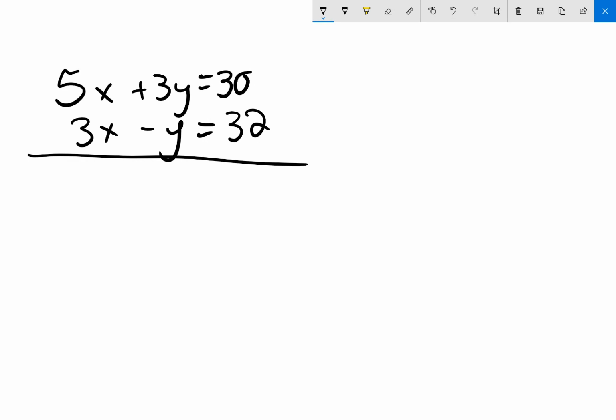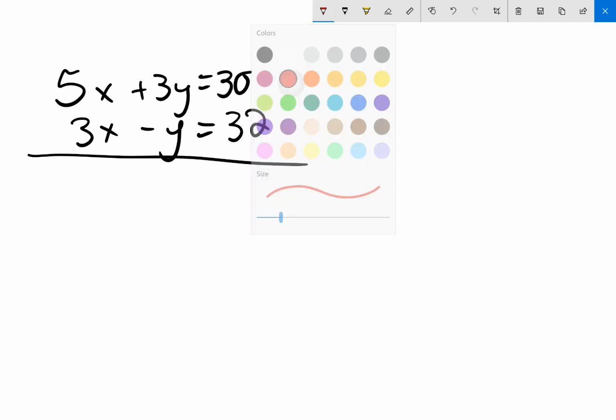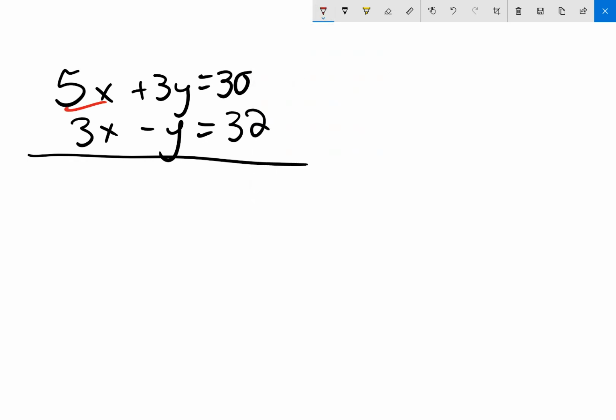So I've got options. I can either eliminate x or y, but let's go through both options and we'll decide what's best for us. If I want to eliminate my x terms, I've got to think of a common multiple of 5 and 3. Not a common factor, a common multiple.